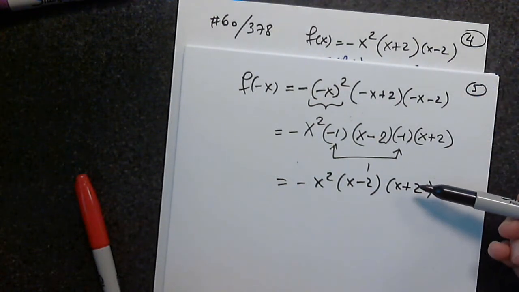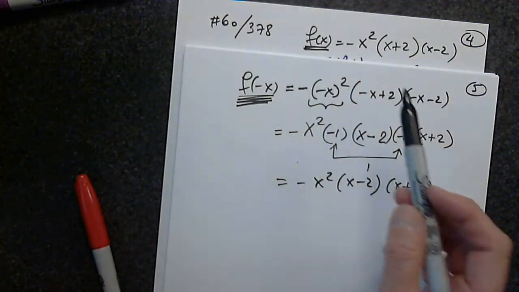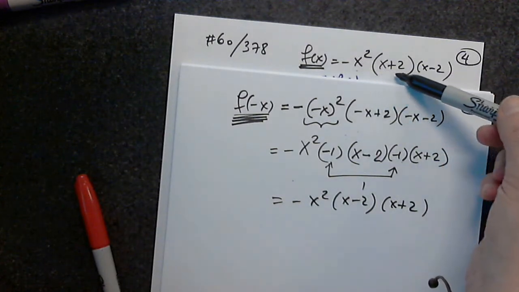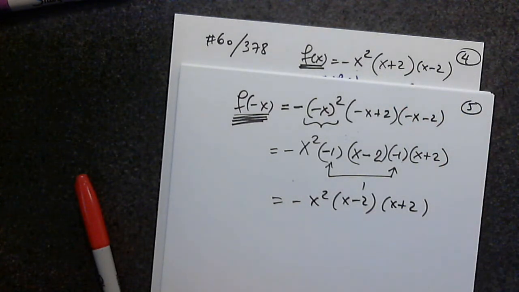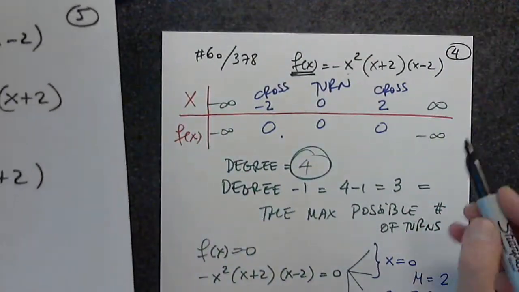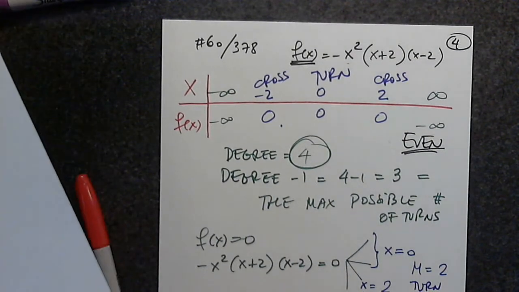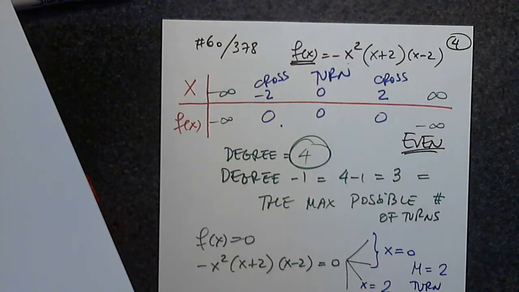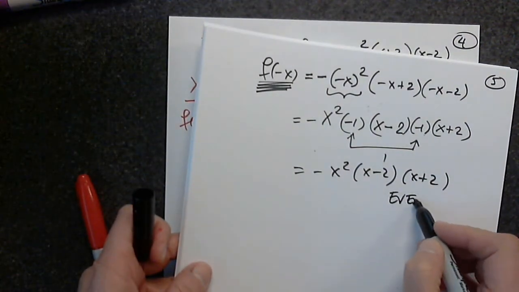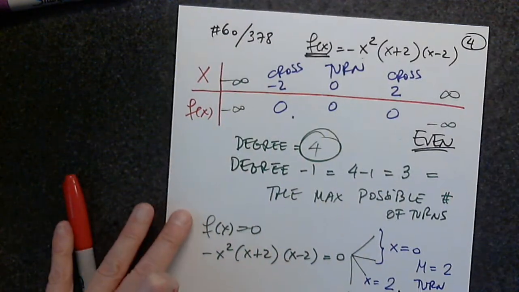If f of negative x indeed equals f of x, then I would say the function is even. So can you tell me whether they are the same? They are the same. Awesome. So then I will say the function is even. So I'll make sure that the graph will be symmetric with respect to... Even functions have the graph symmetric with respect to. Very good. Y-axis symmetry. Perfect.